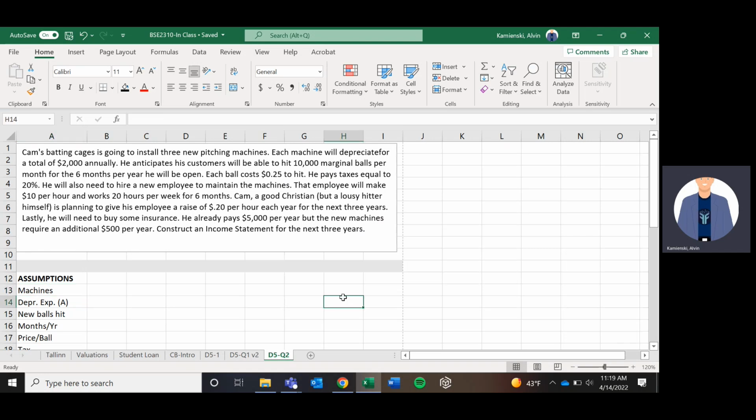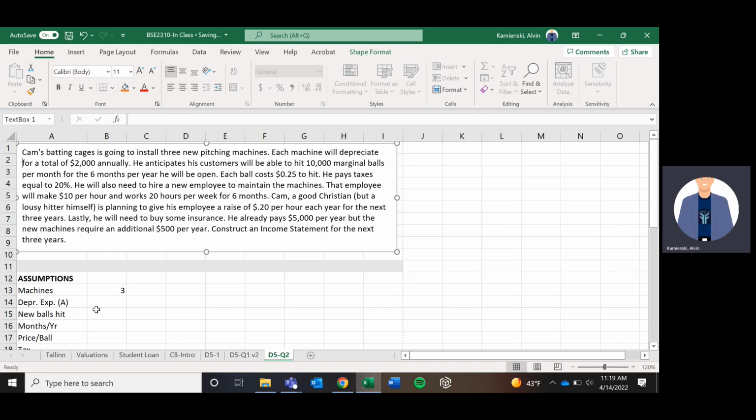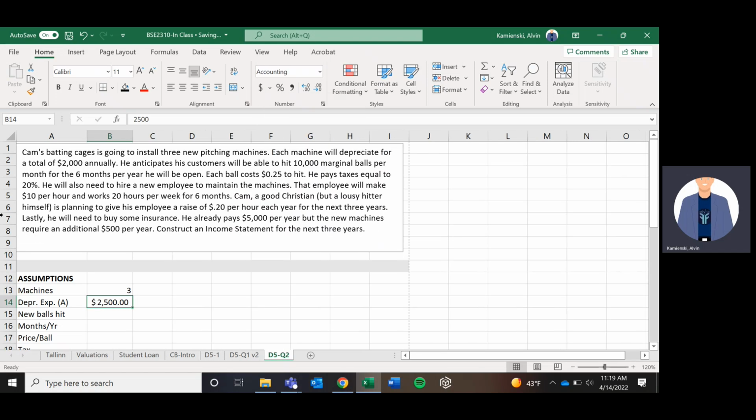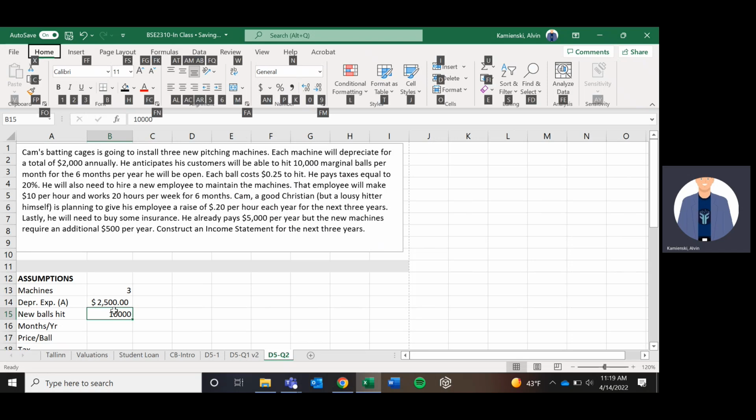So Cam's batting cage is going to buy 3 new pitching machines. So I'm going to go ahead and document there's going to be 3 of them. Each of them will be depreciated for a total of $2,500 annually, which will be an expense on the income statement. He anticipates customers are going to be able to hit new balls out of these new pitching machines and expects 10,000 new balls to be hit.